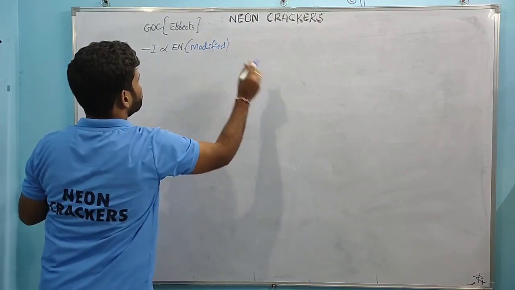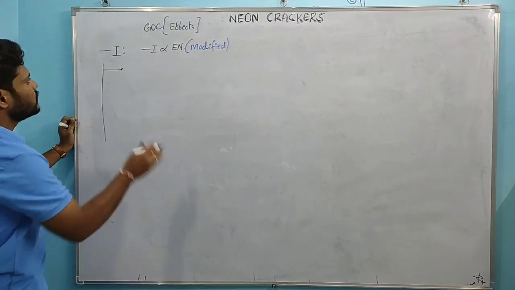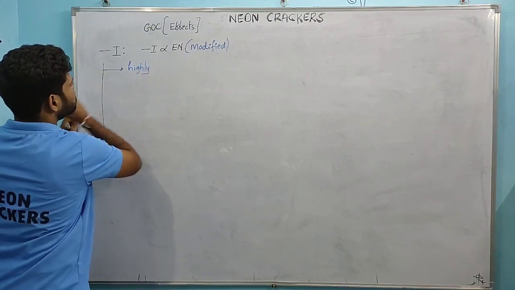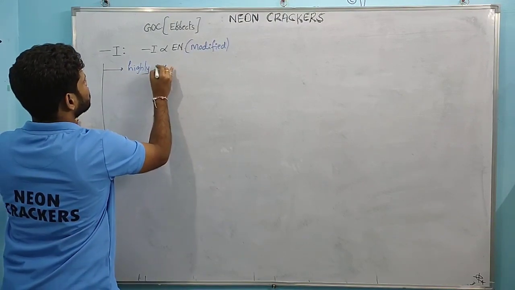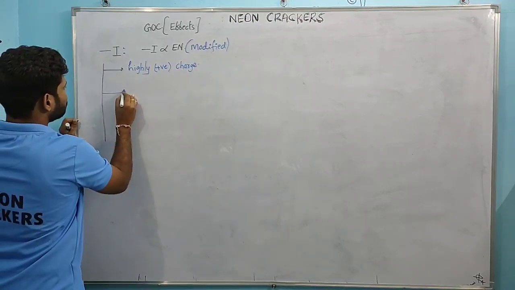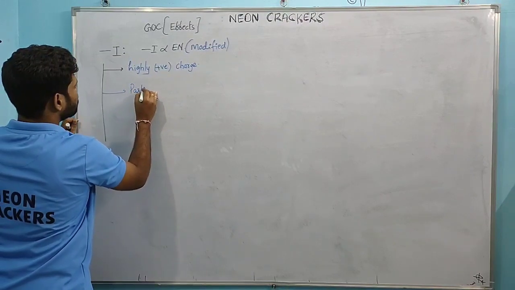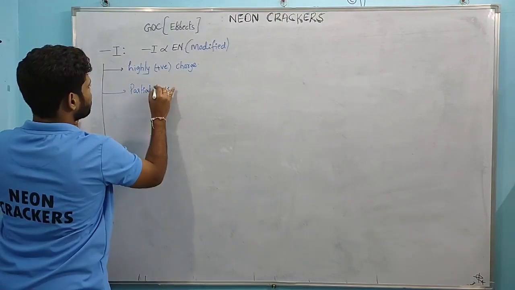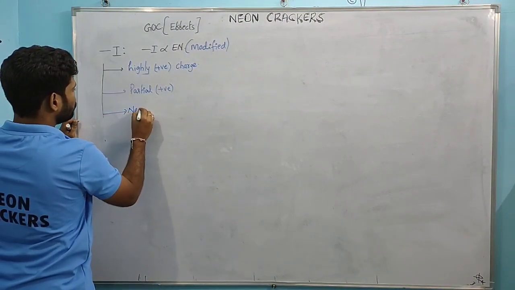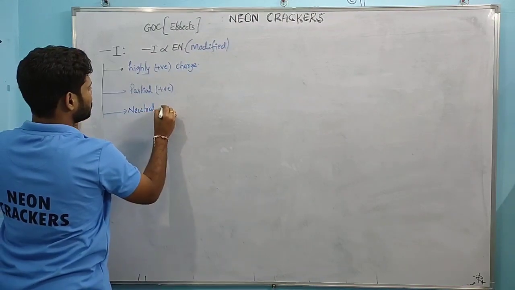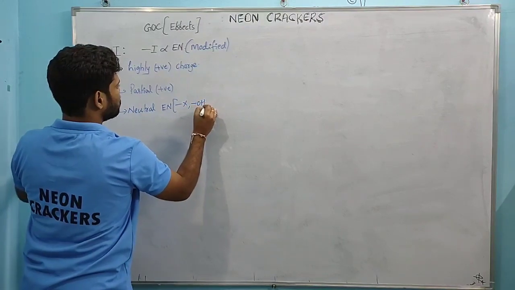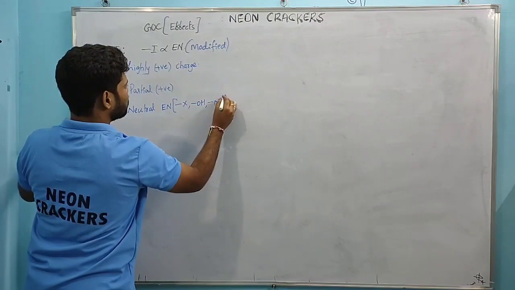Now this is the matter: how to find the modified electronegativity. We will see. The first one is highly positive charge, opposite to plus I, with highly positive charge electronegativity. Second one is partial positive charge electronegativity. Third one is neutral electronegativity element, maybe halides, maybe OH, maybe NH, whatever we need to find here.